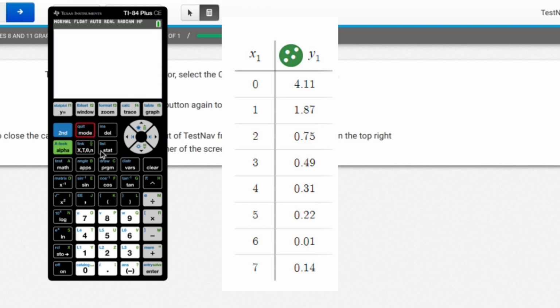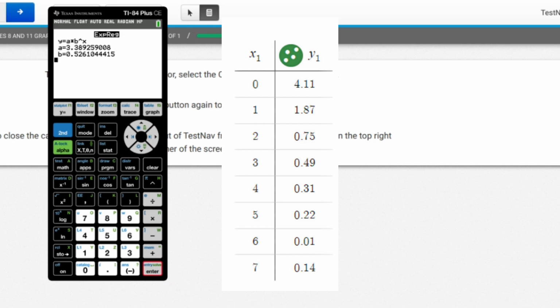So if I quit out of here and go to stat, calc, and go down to exponential regression, which is 0, I'll be able to get my equation. But I also want to store it into y equals. So enter, enter, enter. I'm going to hit vars, window, vars, y vars, function, y sub 1. I'm going to calculate it, and that's the equation that I get.